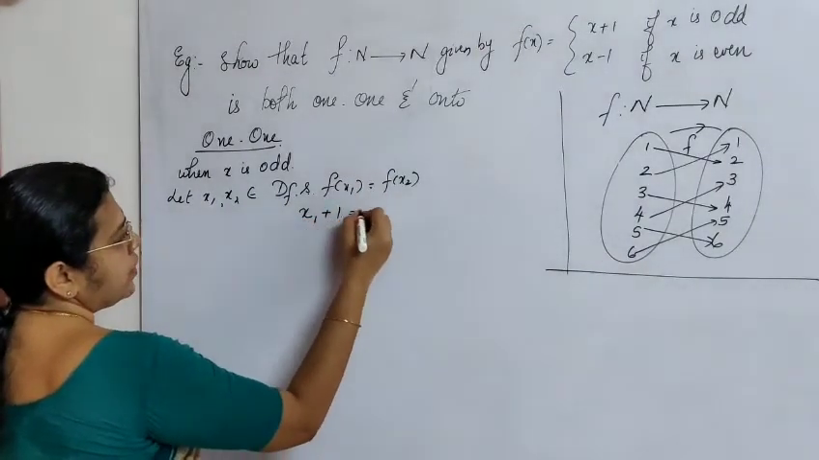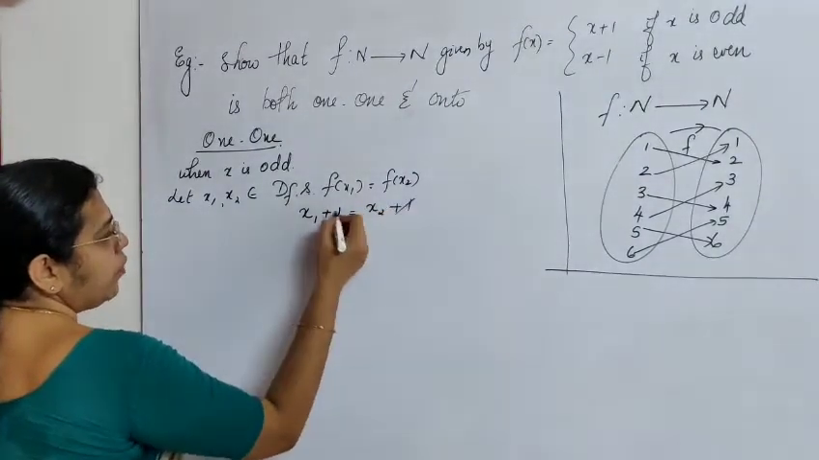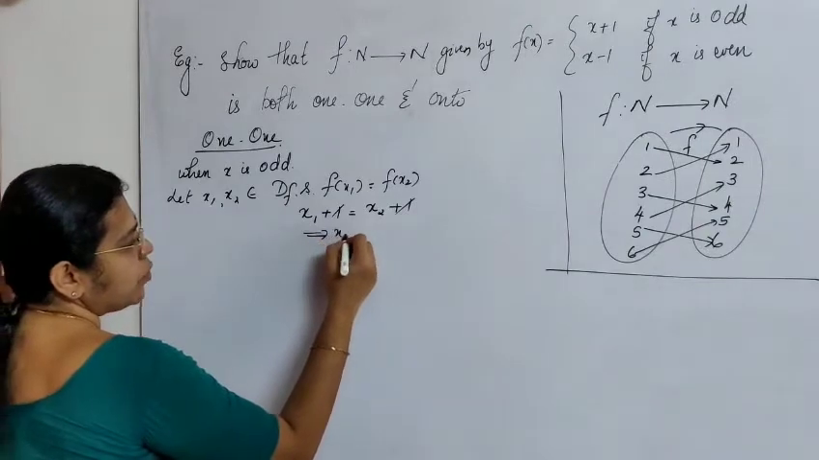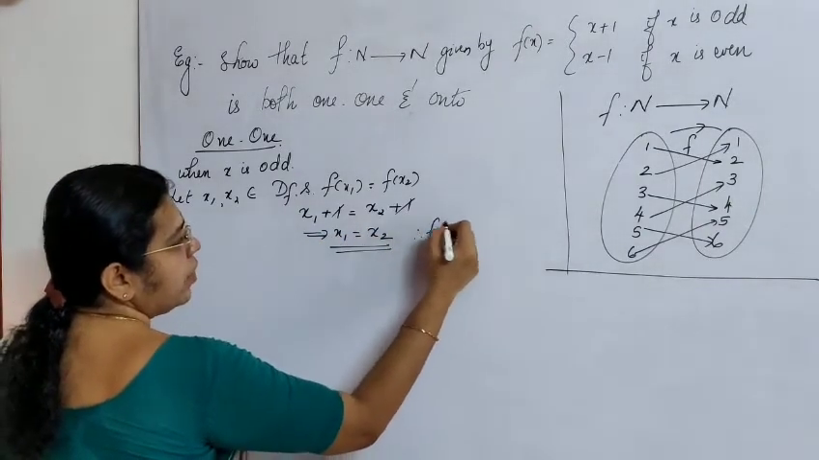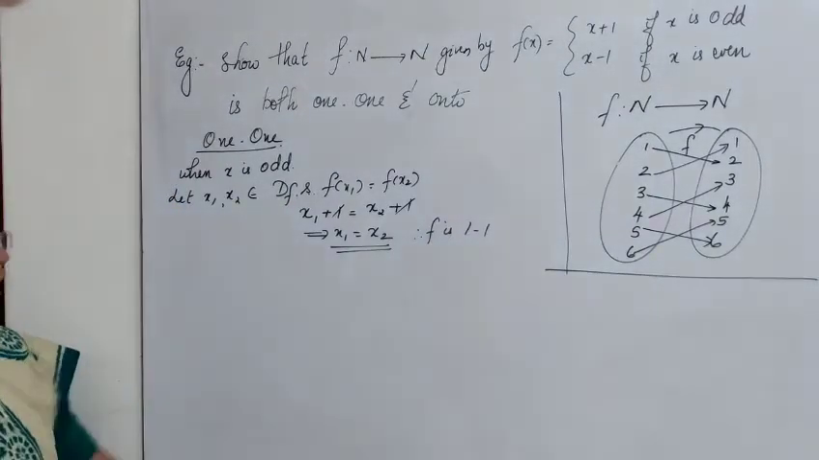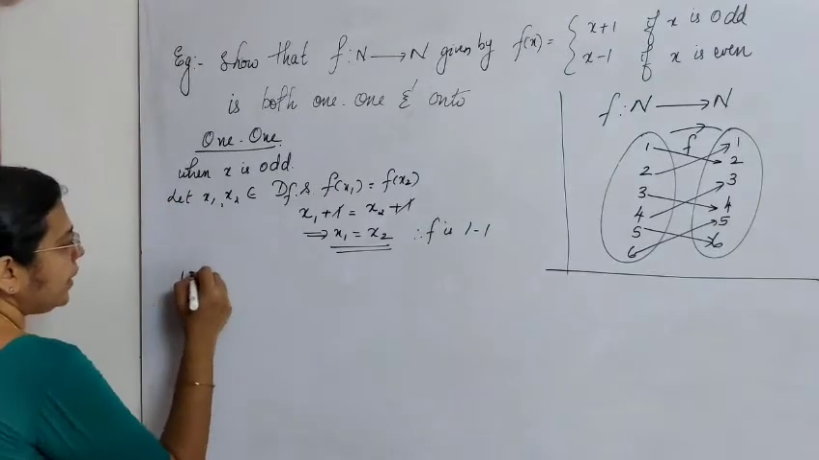So when it is odd, what is the function's value? x1 plus 1 is equal to x2 plus 1. Now, the 1 and 1 cancel, which implies x1 equals x2. Therefore, f is 1-1. I can notate it in this manner also, 1-1.